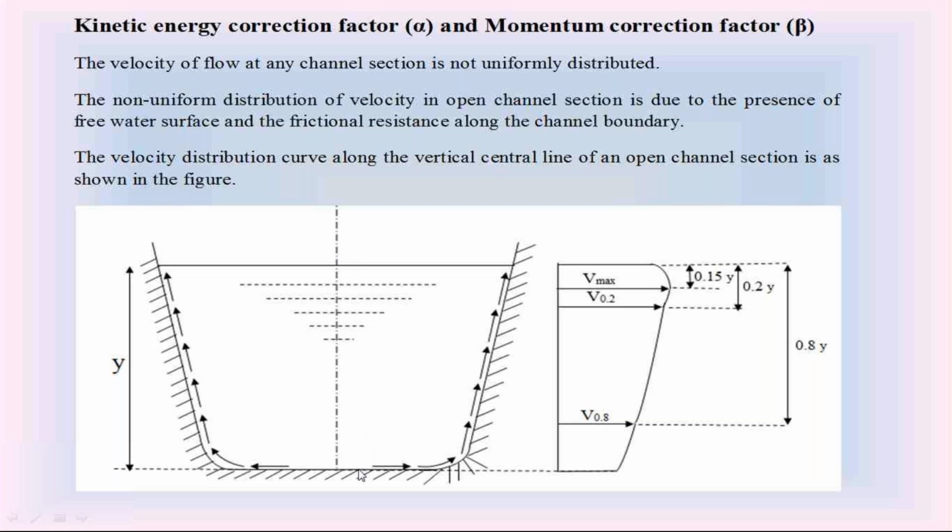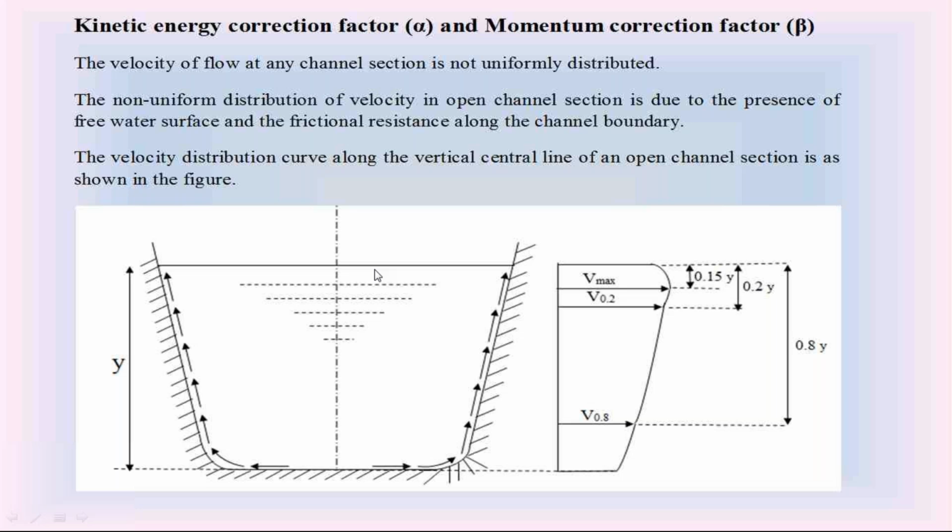Just now in today's class I explained that whenever we are calculating the kinetic energy, we must consider the constant velocity, not the non-uniform velocity. But here the water velocity from top to bottom is non-uniform, like this. Since it is non-uniform from top to bottom, the major problem in open channels is the determination of the kinetic energy of moving water in the open channel.